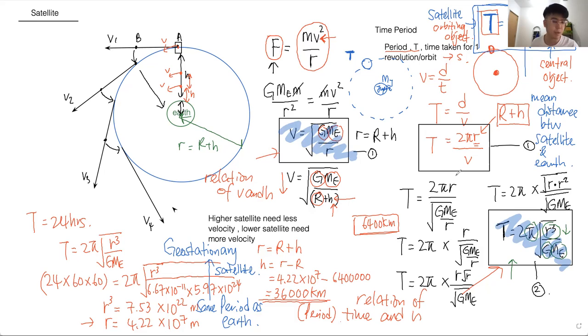Next, let's look at what a geostationary satellite is. Geostationary satellite, as the name suggests, geo means the Earth. Stationary means at rest, right? Geostationary satellite means that the satellite is at rest with respect to the observer on the Earth.